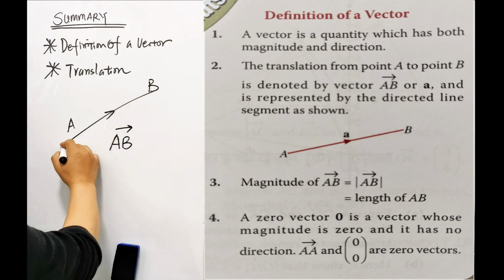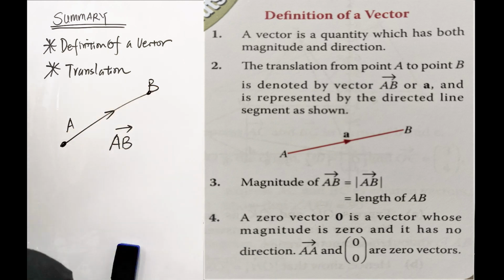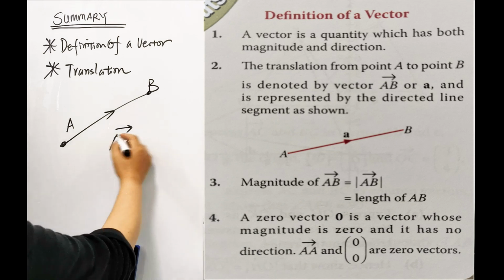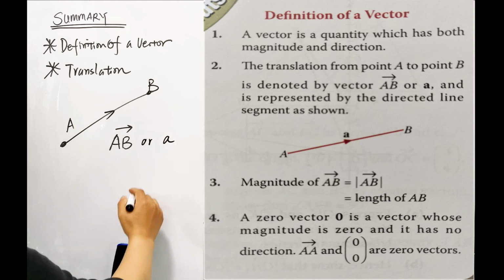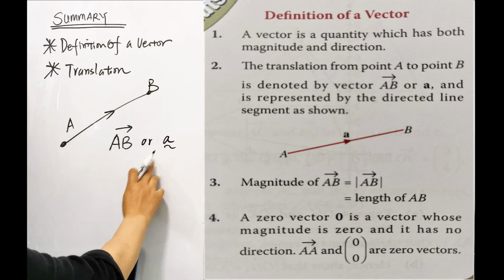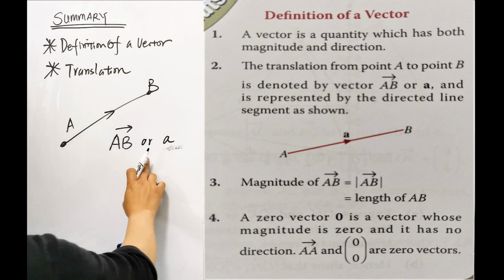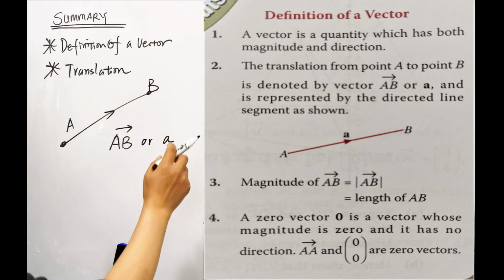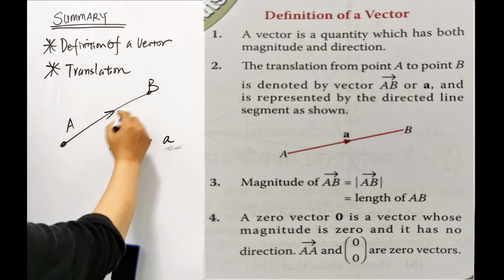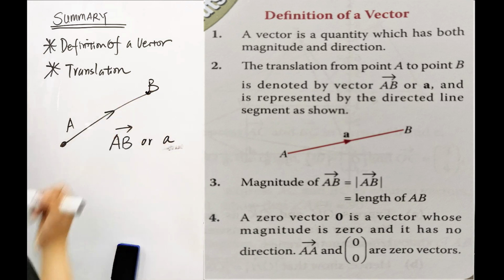So we have 2 points, right? Point A and point B. So we can write this vector as AB, or we can write this with an arrow over the letters. Sometimes we put this. In this case, it's represented by a directed line segment as shown here. So this is the line here, right?